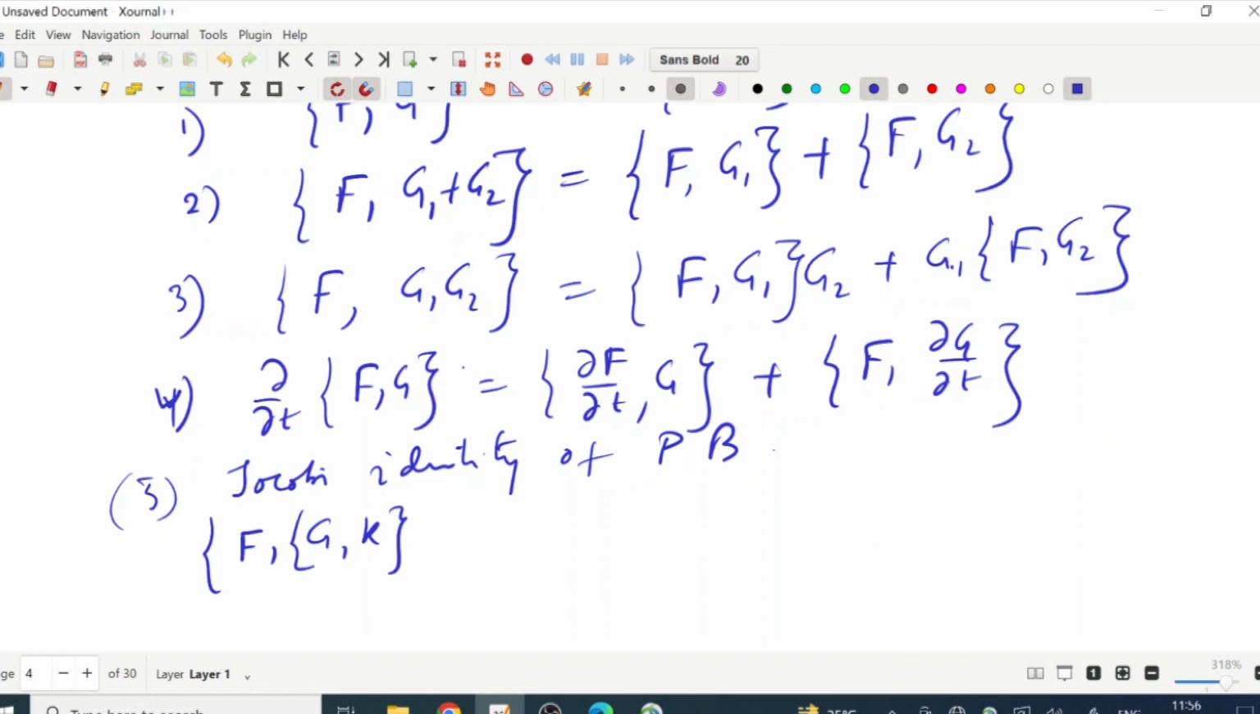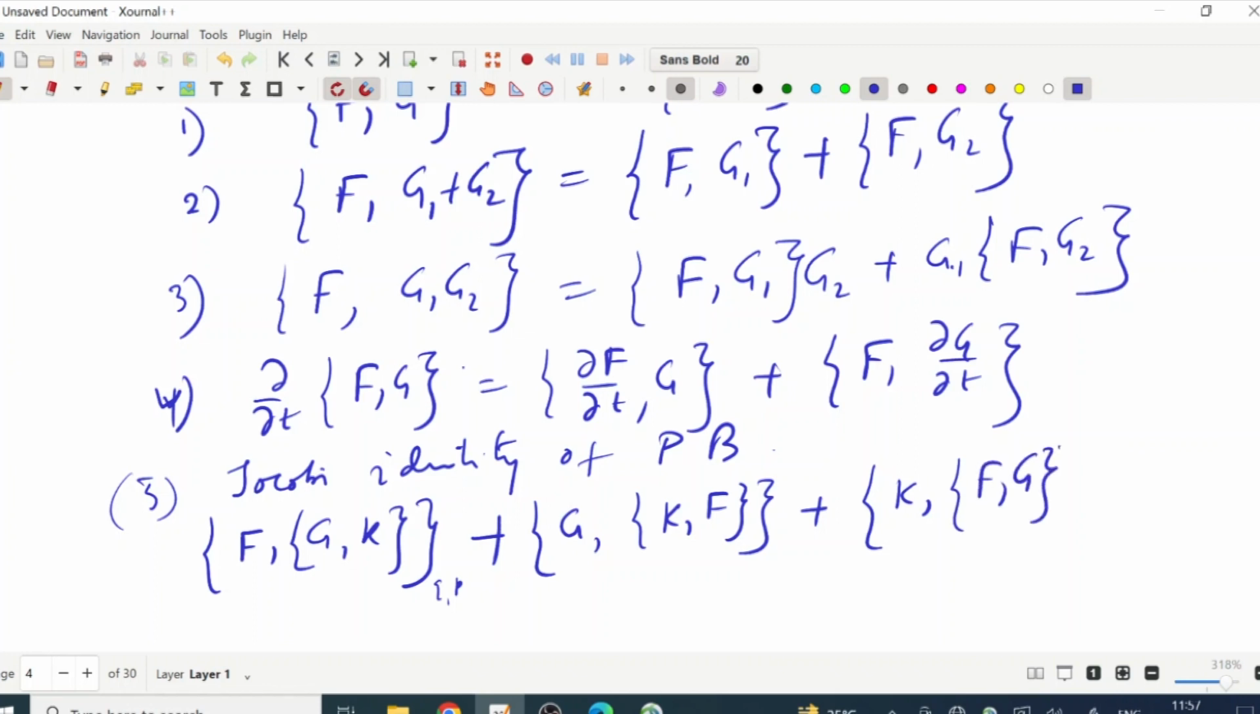Suppose you take a Poisson bracket between g and k, and then this has a Poisson bracket with respect to f, and all are in terms of the variables q and p, only canonical variables in the theory. Then, keeping the bracket structure same, if I permute in a cyclic fashion, g will come now: g, then the Poisson bracket of k with f. Then k, and then the Poisson bracket of f and g, and this sum will be 0. So, this is the Jacobi identity.